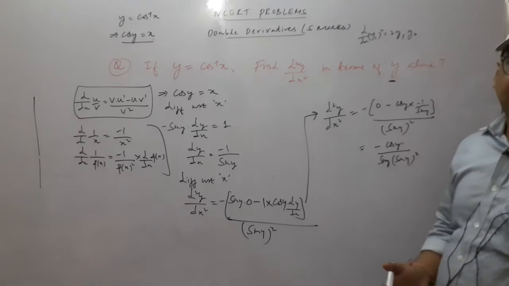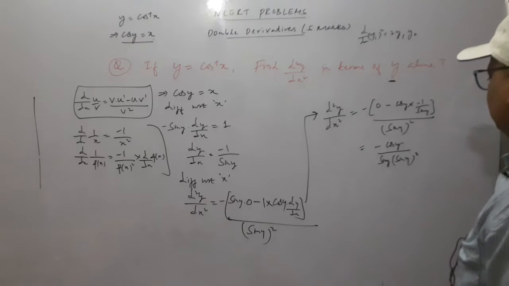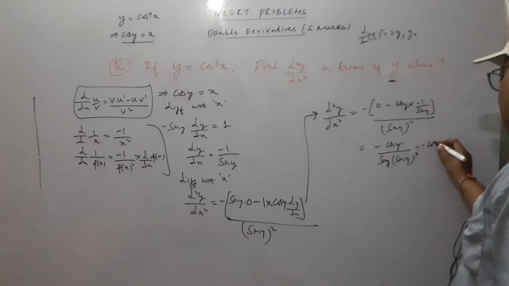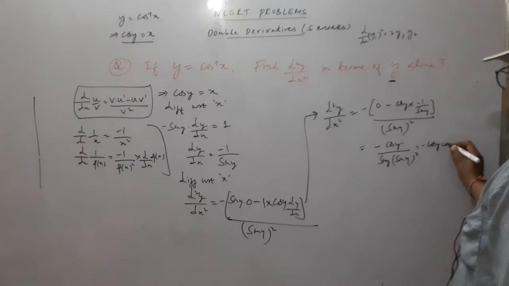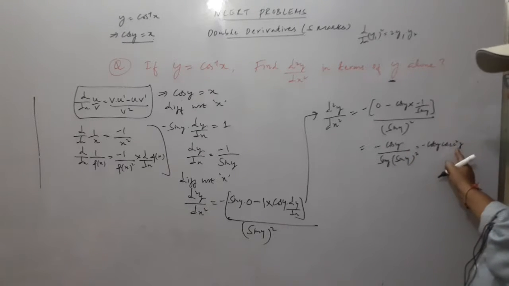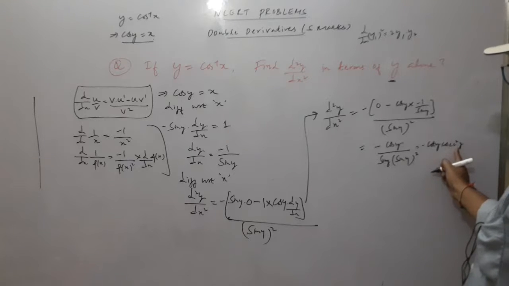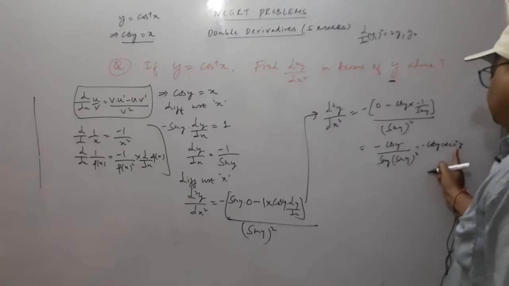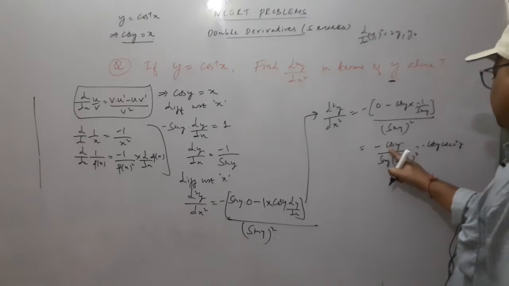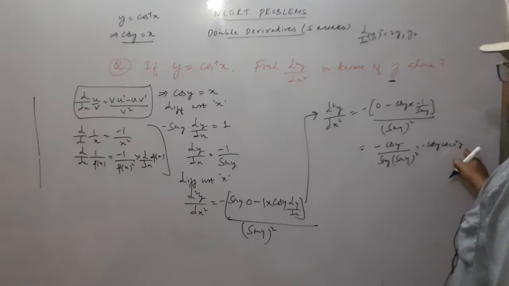Now, you can keep it in any format. So, if you know trigonometry, you can write it as minus cot y into cosecant squared y. Sin squared y can be written as cosecant squared y, or you can also write it as minus cos y into cosecant cube y.